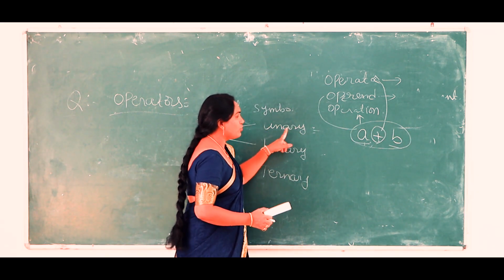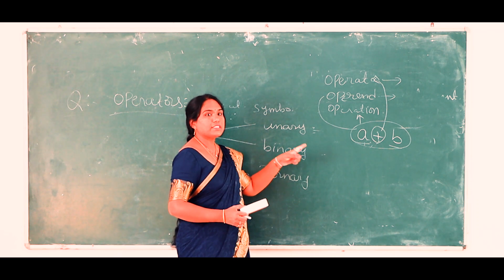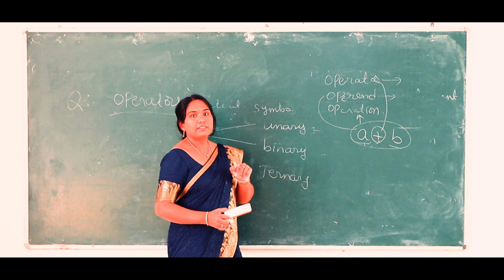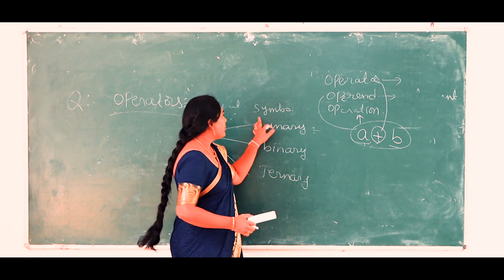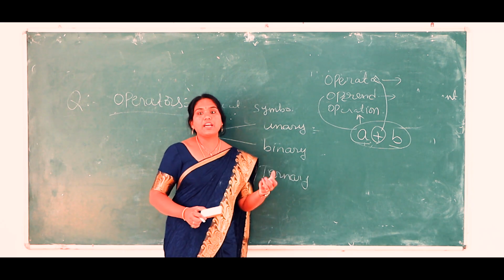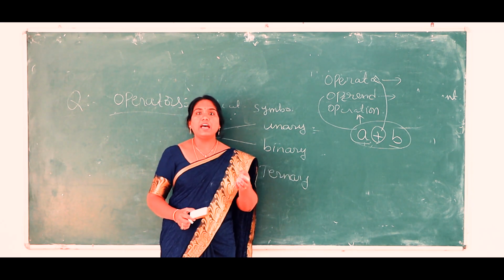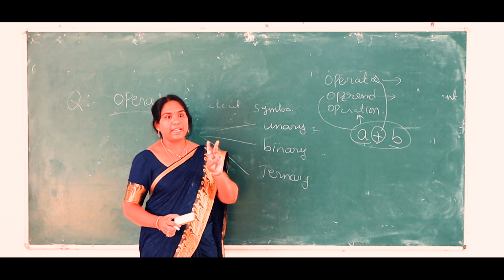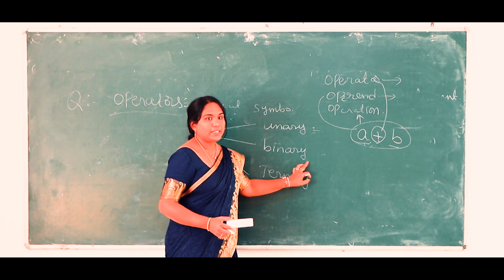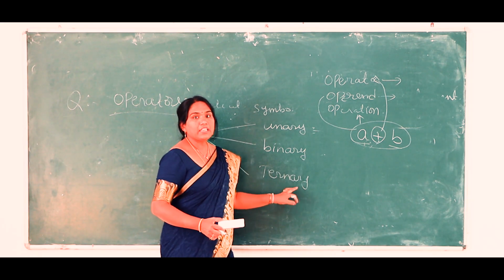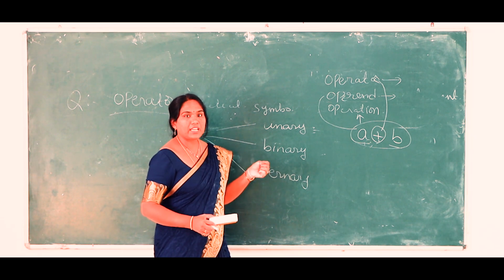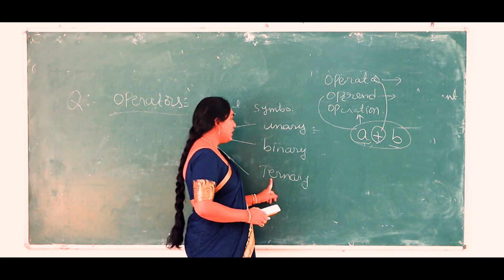Okay. What is meant by a unary operator? One having a single operand. That is called the unary operator. And then binary: one having at least two operands. Now this example is one of the binary operators. Ternary means one having three operands. That is called the ternary.